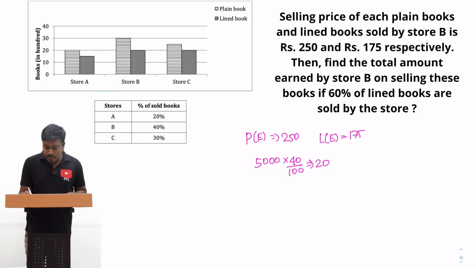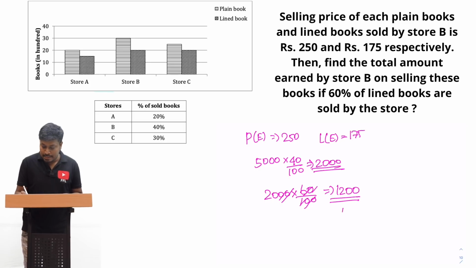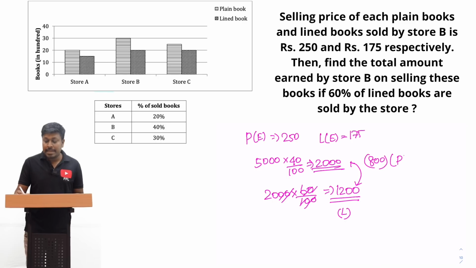So out of this 5000, the total number of books sold is how much? 40%, which is 2000. So 2000 will be the total number of books that were sold. So out of this 2000, 60% of the books are lined books. So when you cancel 00 here, it is 1200. Just listen carefully, 1200 is the lined books. So from the total 2000, if you subtract this 1200, the result will be 800. Then 800 will be the plain books.